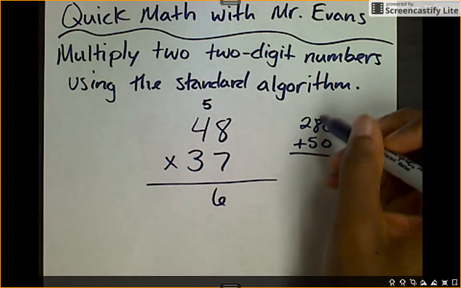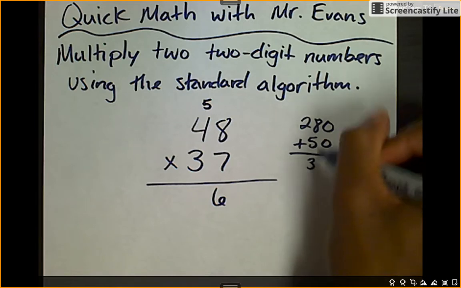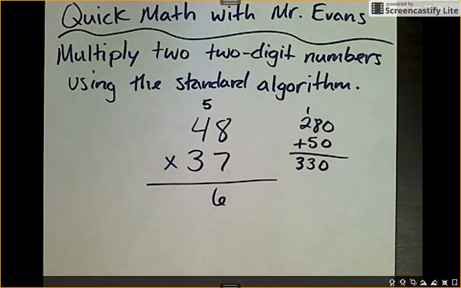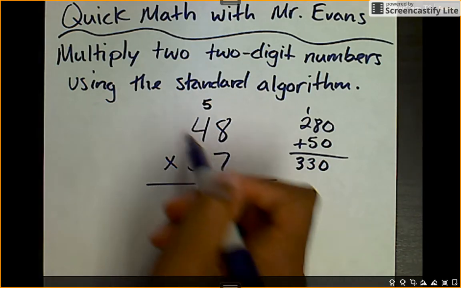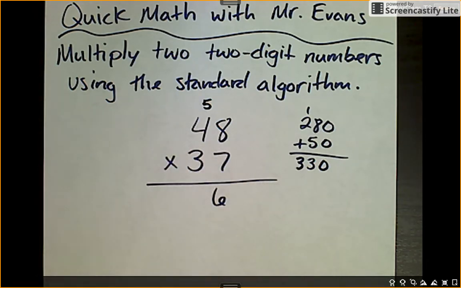So we're looking at this 8 plus 5 here, and we know that that's going to give us 13. So we write the 3, we carry the 1, and now we have 330. And then I ask your students to look at that 330 and I say, hey, is there any multiplication left for us? Do we have 7 times anything in the hundreds place left to do? And they're like, no, Mr. Evans.